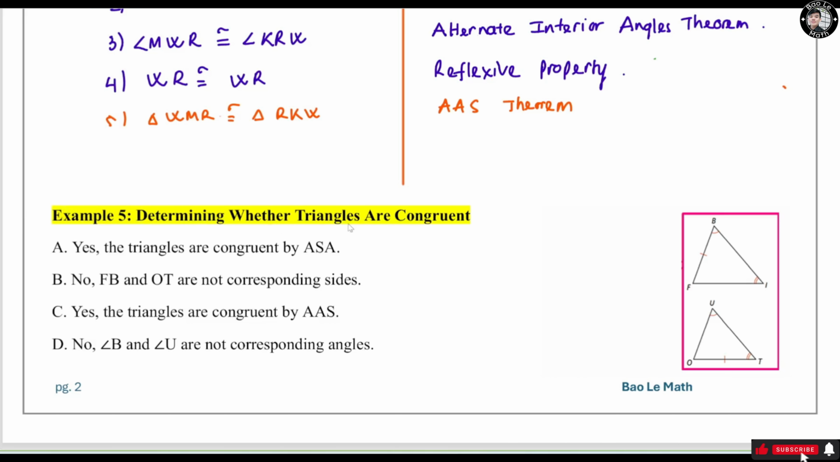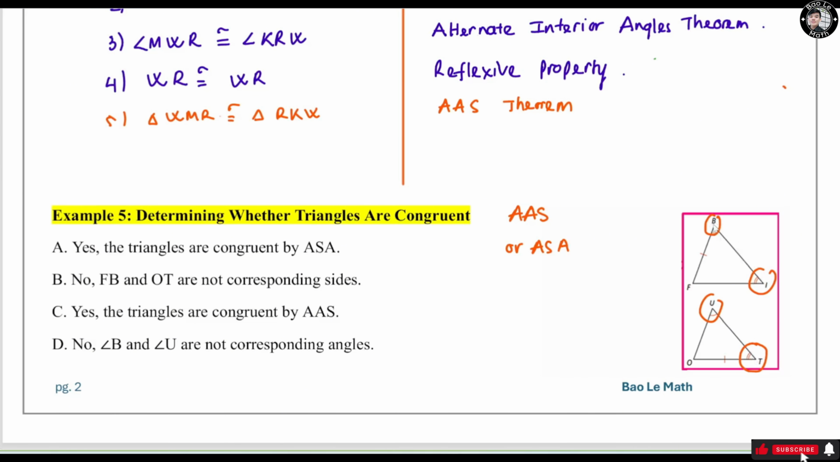Example number 5. Determine whether the triangles are congruent. So we look at the diagram right here. We have angle B congruent to angle U, and angle I congruent to angle T. So we need to determine if these triangles are congruent by AAS or ASA. So we look at this one right here.